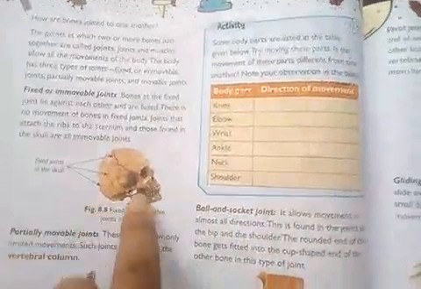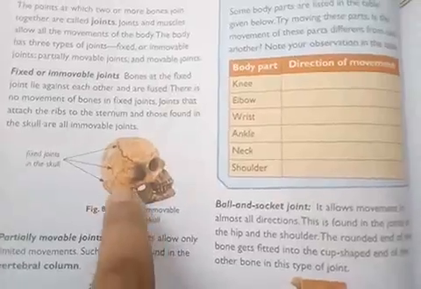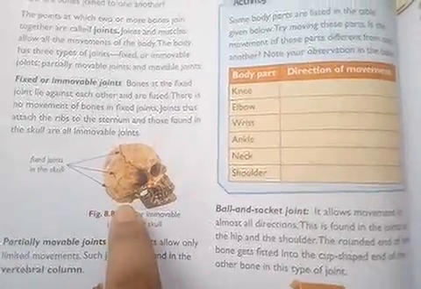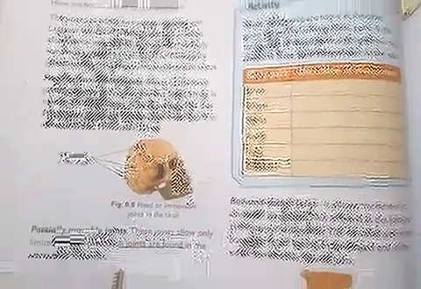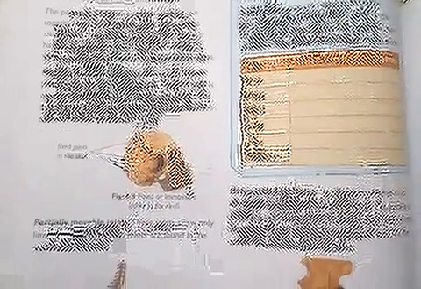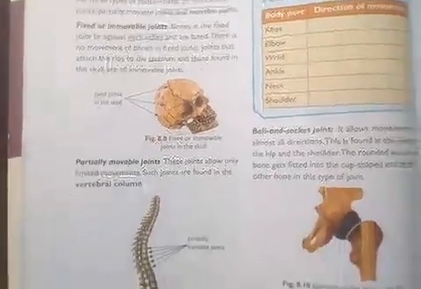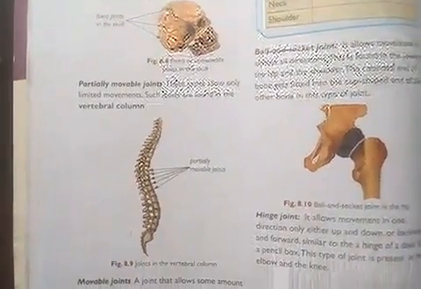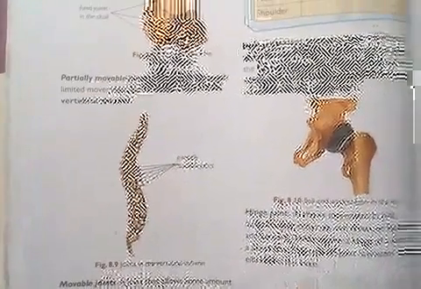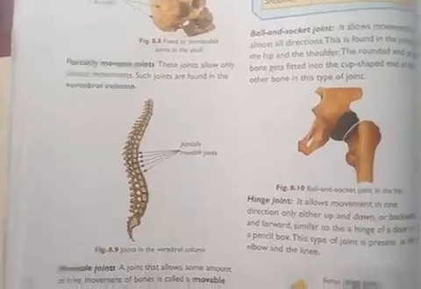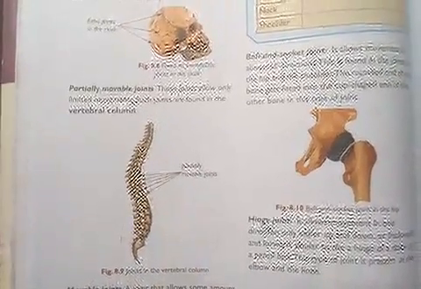Another example is the skull. As you can see, there are some cracks here in your skull. That means bones are joined here, but movement is not possible. That's why these are known as fixed or immobile joints. Next one, partial movable joints. There are only limited movements. This can be seen in your vertebral column. Only partial movement is possible here.